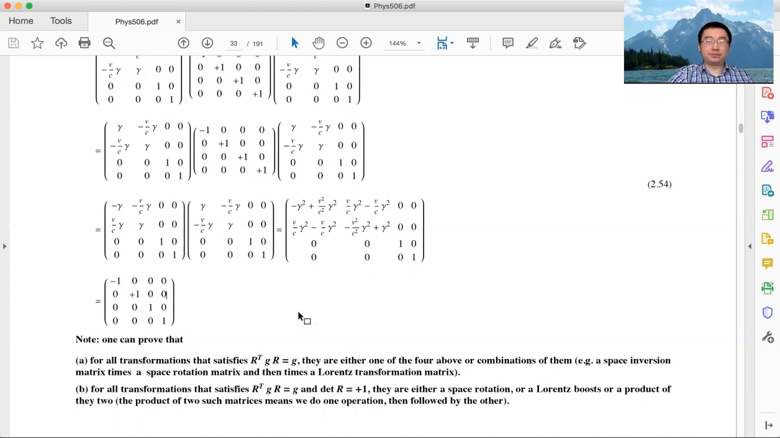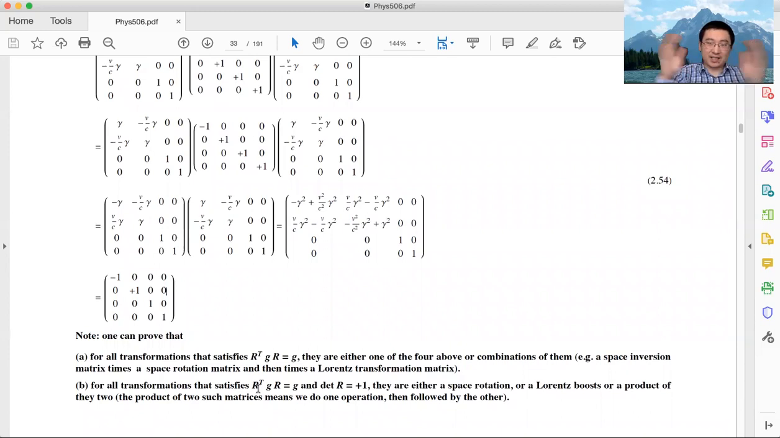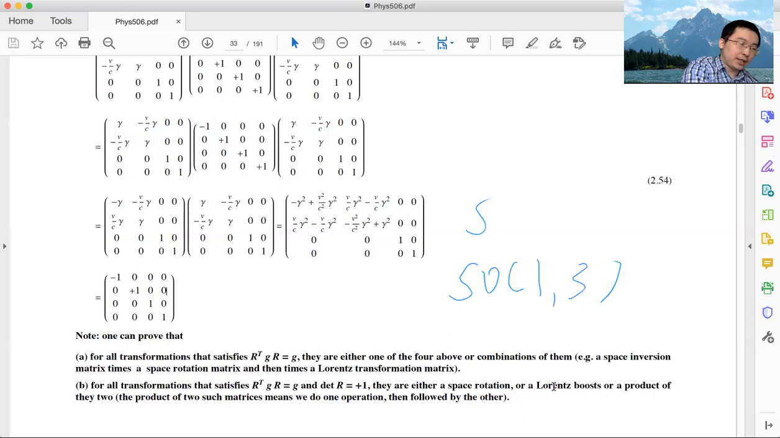And secondly, you can also prove that among these transformations, we can classify them into 2 groups, depending on the determinant of this matrix R. Very similar to 3D rotation, the determinant can be either +1 or -1. If it's +1, then it must be either a space rotation or a Lorentz boost, or the combination of the two. This space rotation and Lorentz boost and their combination is known as the four-dimensional rotation, and more precisely, this is known as SO(1,3), and some books call it SO(3,1).